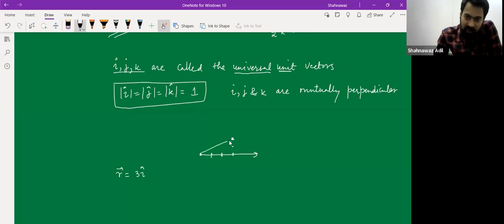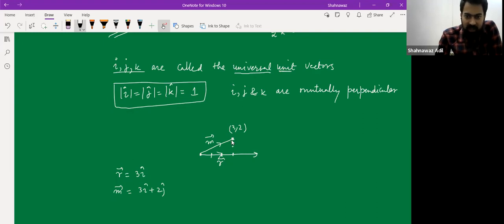So this is the vector. This one, let's say this vector is m. So this m vector would be how much? This coordinate is how much? 3 and 2, right? So the position of the m vector would be 3i plus 2j, right?